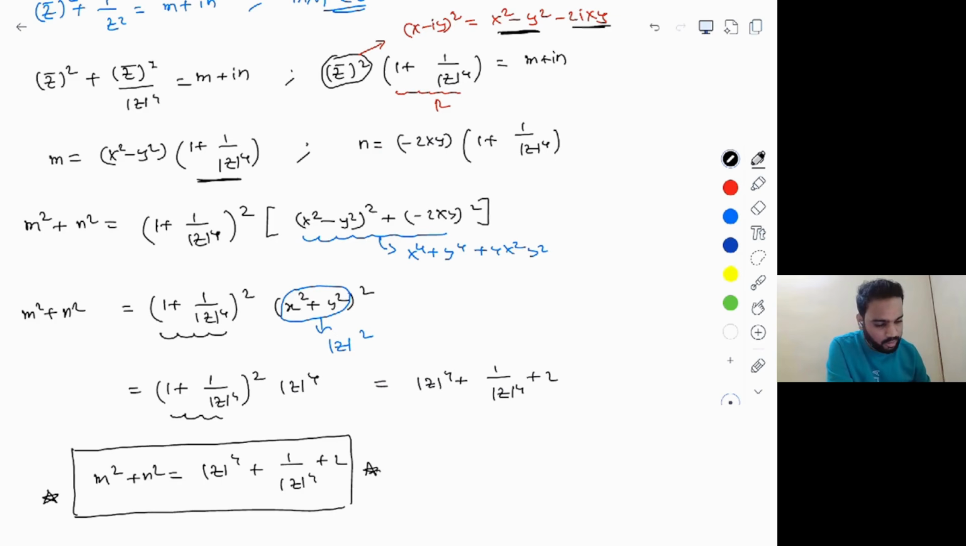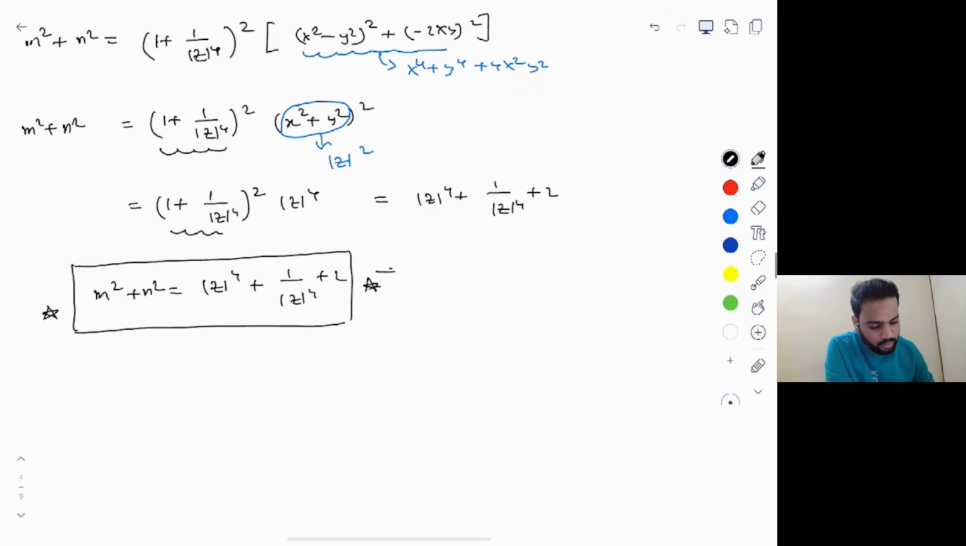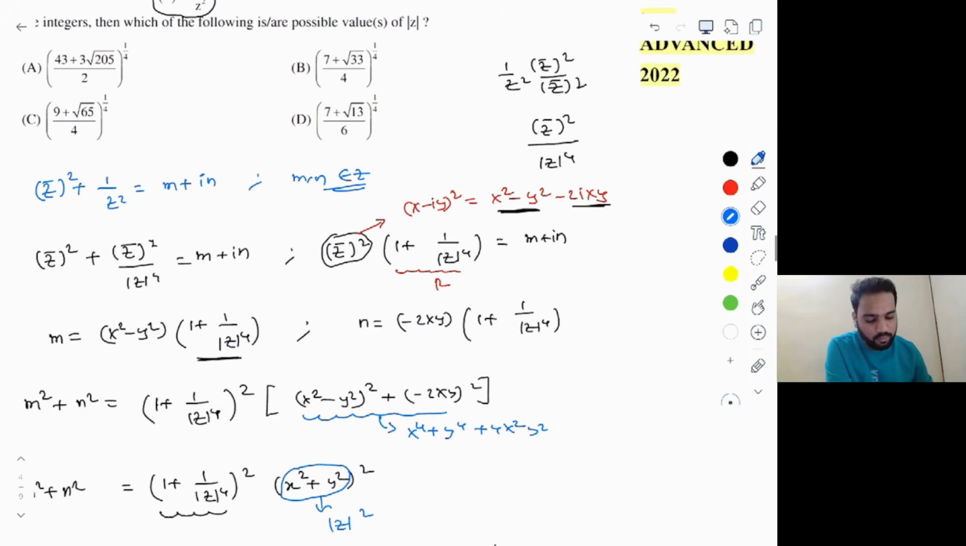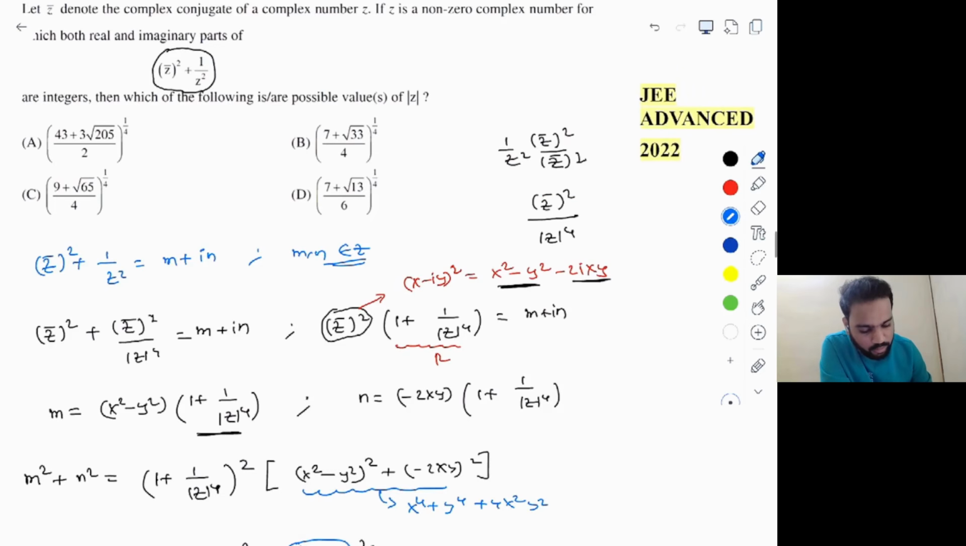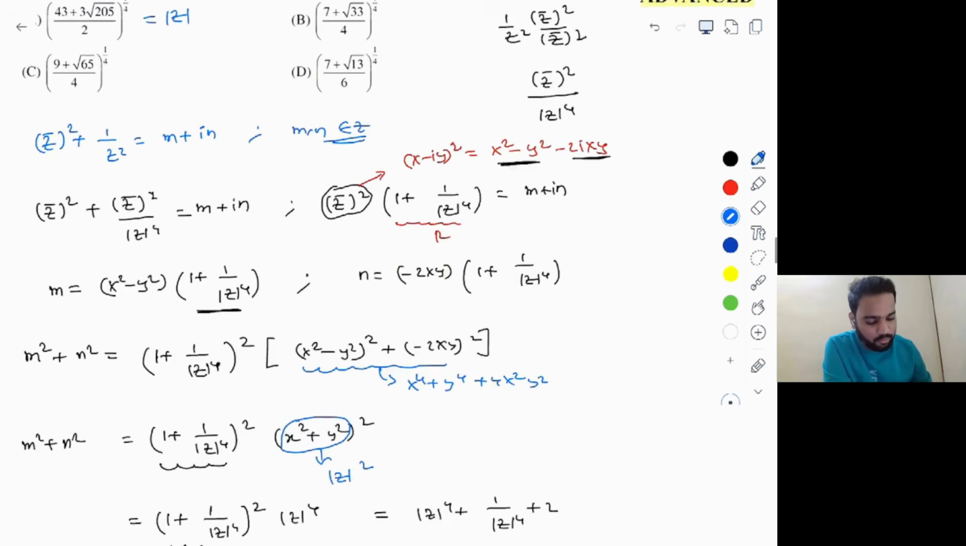Okay, now let's keep it aside. Let me take it as equation number 1, which the value of mod z has to satisfy. Now you have to verify option by option. Now let's take the first option here. In the first option, mod z value is given as 43 plus 3 into square root of 205 divided by 2, whole to the power of 1 by 4. Each and every option represents a mod z value, right? So let me take option 1 first.